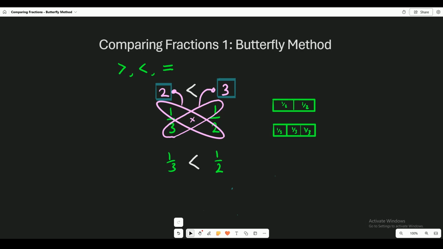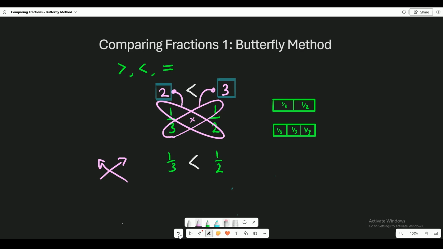This is the gist of the butterfly method. We use it to compare. Keep in mind where I put the numbers and in which direction I'm multiplying: going upward, not downward. That's why I drew these antennas, to let me know where my products are going to go. 3 times 1 is 3 right here, 2 times 1 is 2 right there. So using this method, we can conclude that 1/3 is less than 1/2.